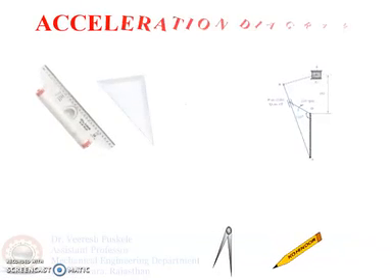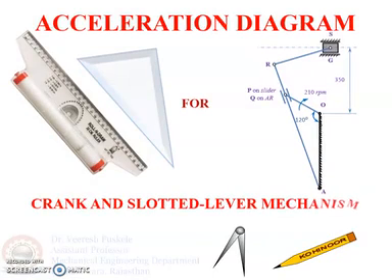Hello students, in today's lecture we will learn to draw the acceleration diagram for crank and slotted lever mechanism. This type of mechanism is widely used as quick return mechanism in slotting and shaping machines. This mechanism describes the motion of a movable point on a link which has some angular velocity.